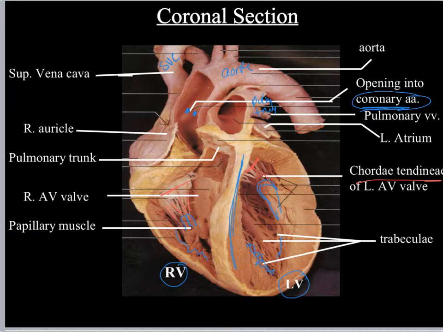Now, basically going through about here to here, and it's back behind the structure so you can't see it, but you will have your aortic semilunar valve, okay? Here you can see the pulmonary semilunar valve, okay? The pulmonary semilunar valve goes between the right ventricle and the pulmonary trunk. The aortic semilunar valve goes between the left ventricle and the aorta, okay?